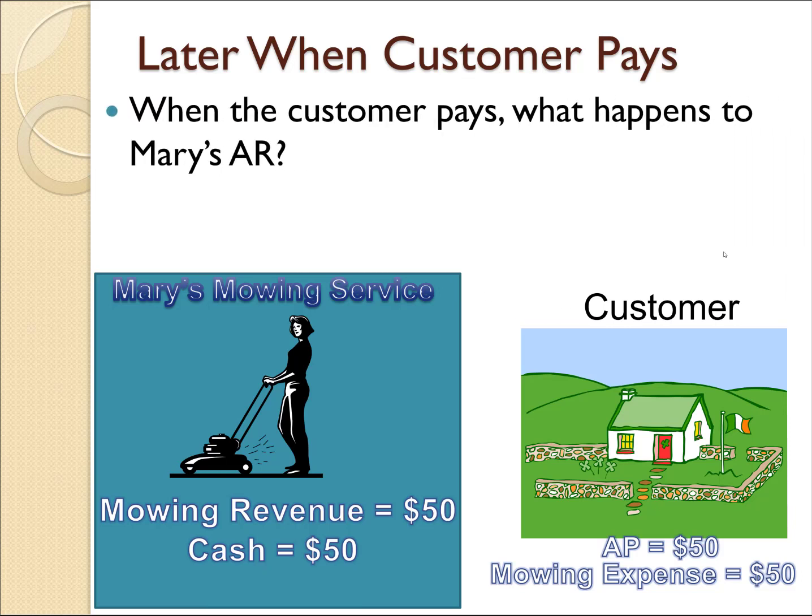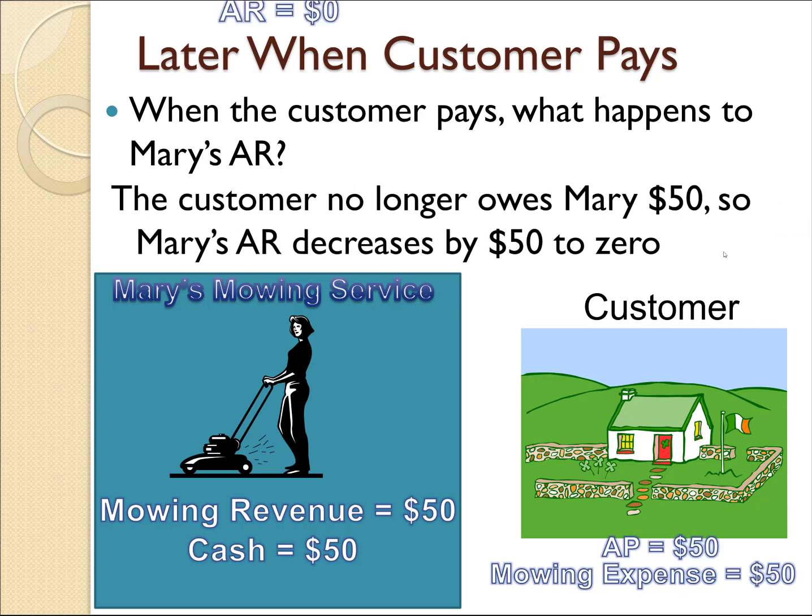Of course we should. The customer no longer owes Mary $50, so Mary will have to decrease the AR by $50, so it's now 0. So now Mary's business has $50 cash and mowing revenue of $50.